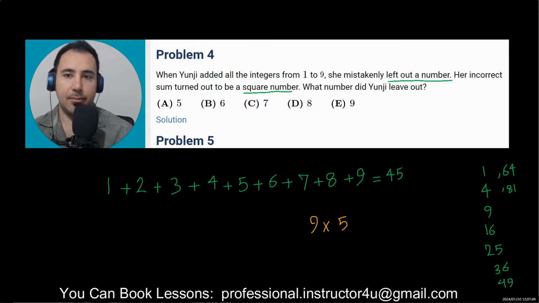Now, Yunji mistakenly left out one of them. That means she didn't write one of them. So for example, if I forget to write 1, my sum becomes 45 minus 1. It becomes 44.